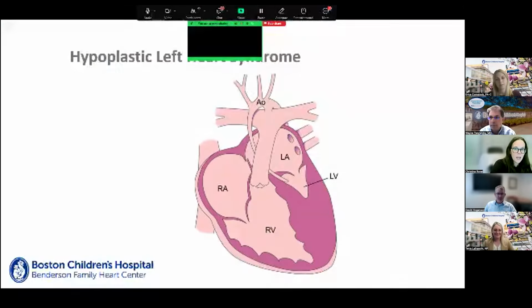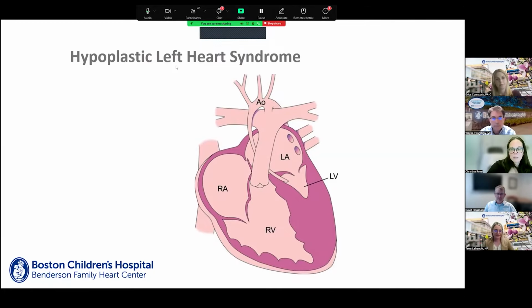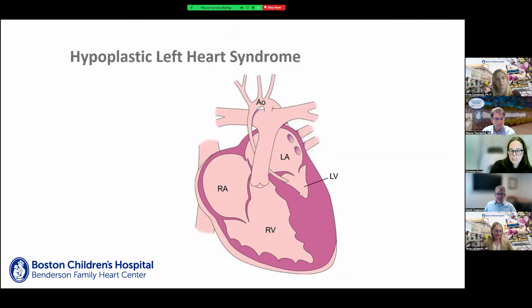Excellent. I will get us started. Very briefly, I was going to talk about what hypoplastic left heart syndrome is. I think a number of you have probably seen this diagram during some fetal counseling, but essentially you have an underdevelopment of the left ventricle. So you have a very small mitral valve, a very small left ventricle, a very small or maybe even atretic aortic valve into an ascending aorta.